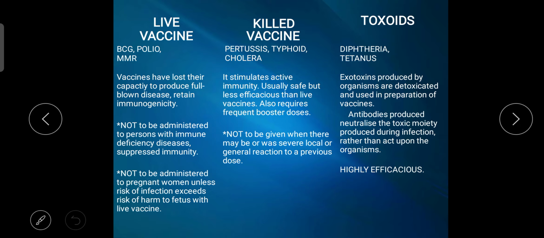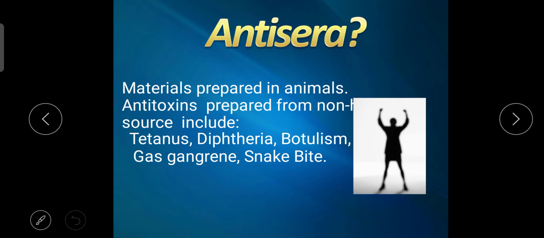So I have already told you the difference between the live, killed and toxoid vaccine. The next one is anti-sera. These are materials prepared in animals, and antitoxins prepared from non-human sources include tetanus, diphtheria, botulism, gas gangrene and snake bite.